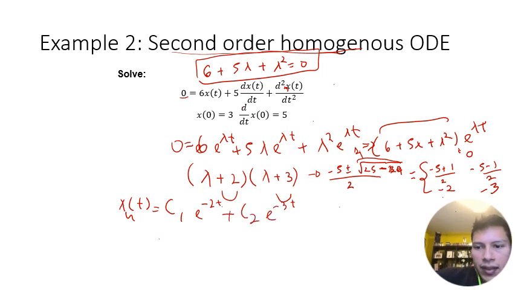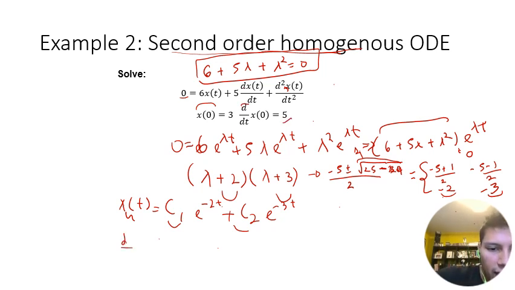So since lambda 1 is negative 2, then we have a negative 2 on the first one. Since lambda 2 is negative 3, we have negative 3 on the second one. And now they gave us two initial conditions, so we can find these two coefficients. The first one is that the value at 0 is this, and the derivative at 0 is 5. So we have to take the derivative of this expression.